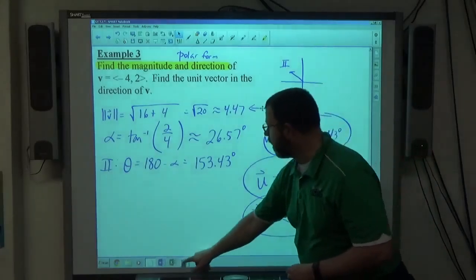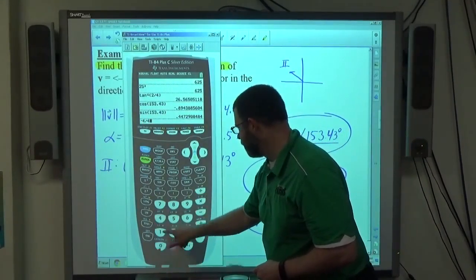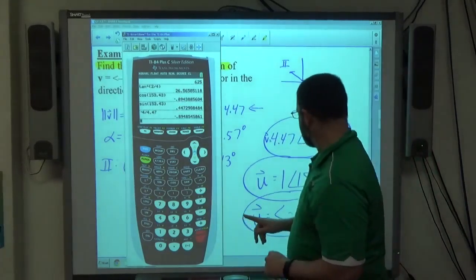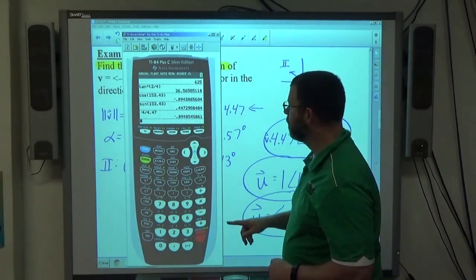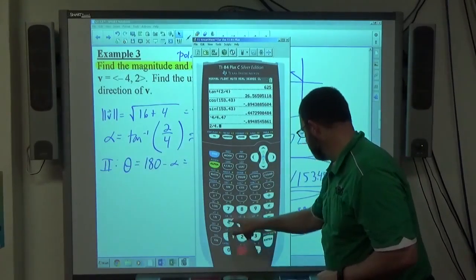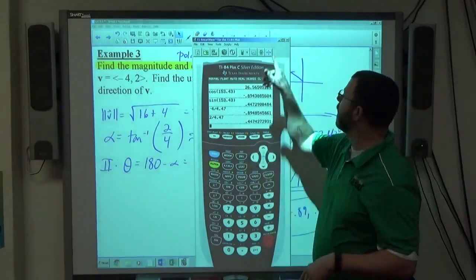If you try it out, negative 4 divided by 4.47 comes out to negative 0.89. And what was the other one? Was it positive 2? Yeah, it's positive. 2 divided by 4.47 should be 0.45. It is. So again, there's a way to get directly there.